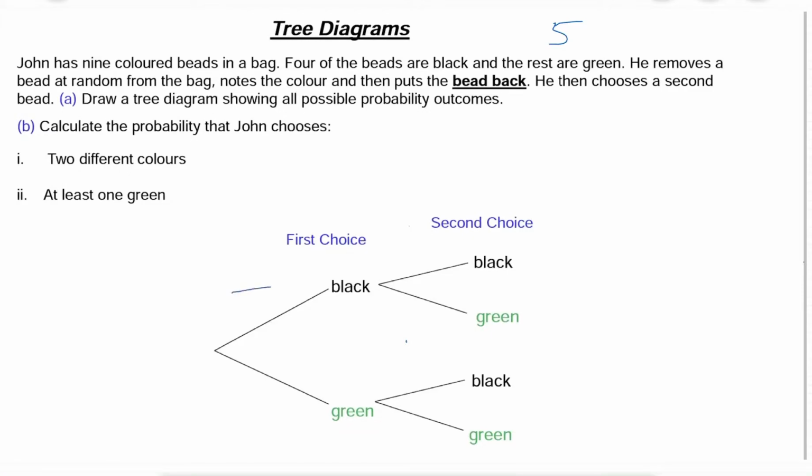We're told it's out of 9, and we're told that 4 are black and then 5 are green. So then he knows the colour, then he puts the bead back, so then the probability is still out of 9. And now we'll have the exact same probabilities in our branches. So we have 4 for the black one and then 5 for the greens.